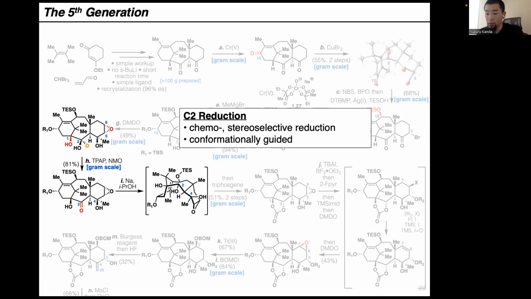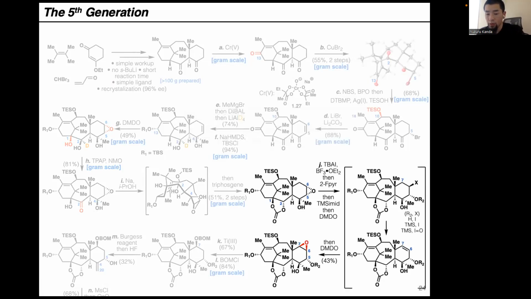Extensive conformational analysis was necessary to design a substrate that gives the desired diastereomer by overcoming the innate steric issues. So next up is the key CH oxidation, the C7 oxidation.